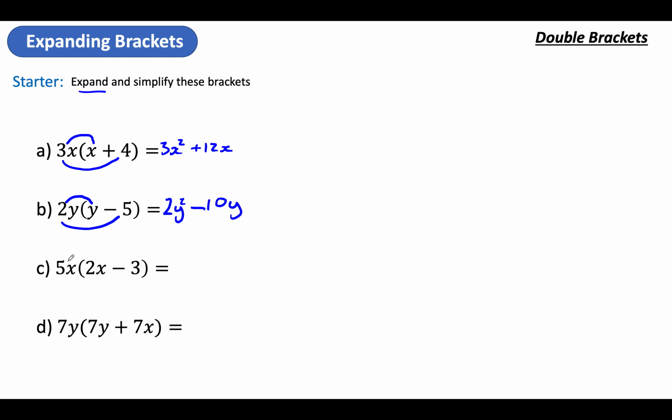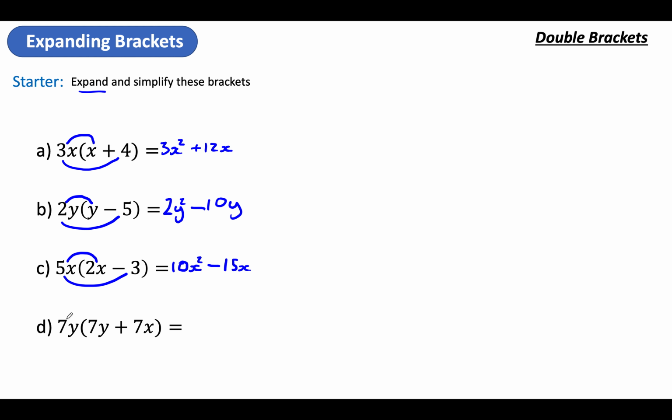Onto this one, we've got 5x times by 2x. 5 times by 2 is 10. X times by x is x squared. And then 5x times by negative 3. Well, 5 is positive, isn't it? So it's positive times by negative. So you get a negative answer. 5 3s are 15. And the x doesn't have another x to times by, so it's just x. Basically 3 lots of 5x.